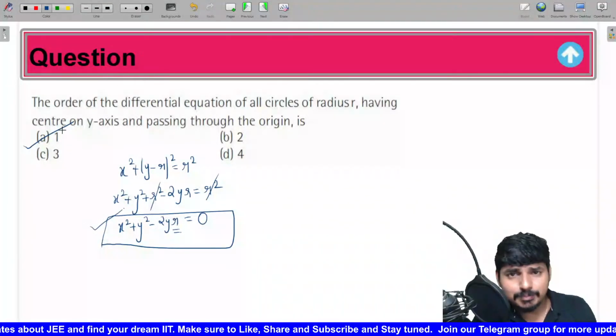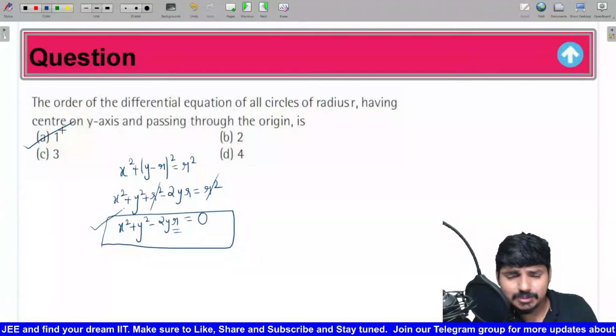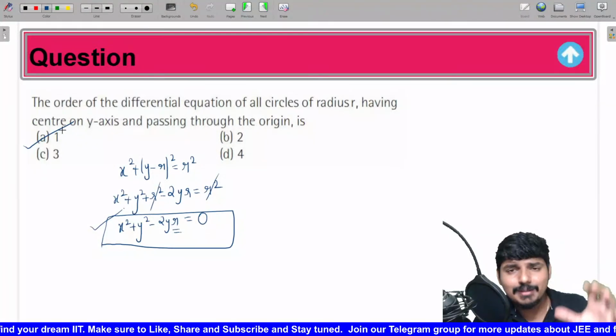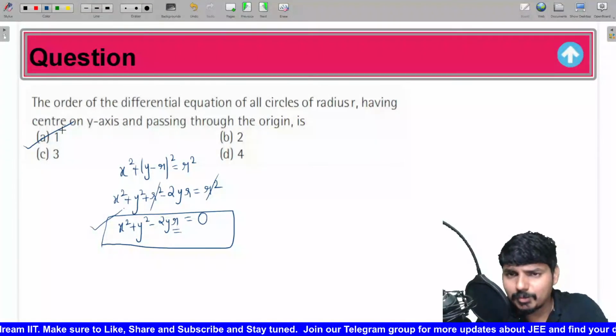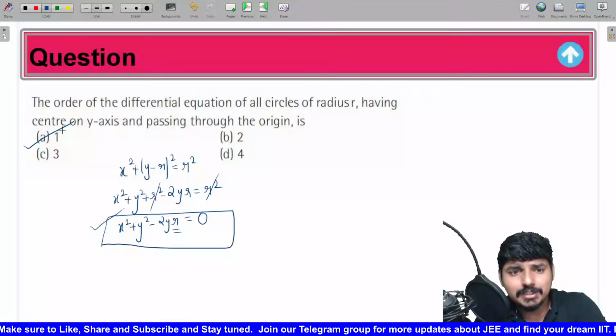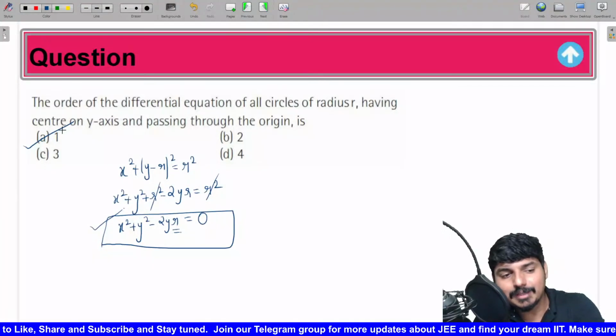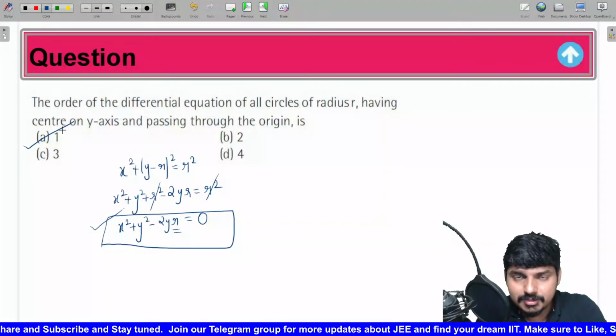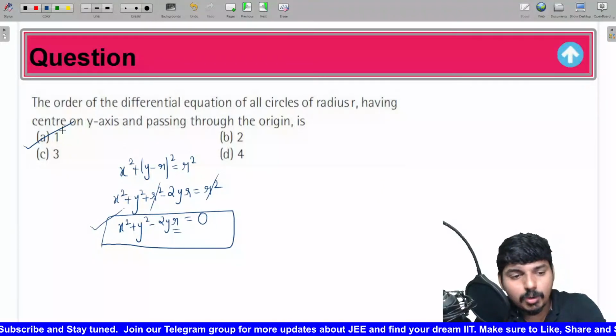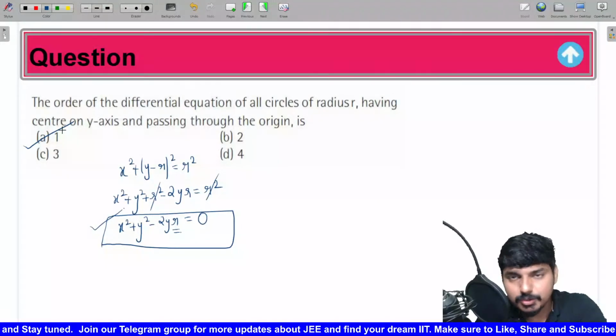So it's very simple. In fact, you can also keep this thing in your mind. You can keep this point always. Remember always, you can remember this particular point, that the number of arbitrary constants in an equation indirectly represents the order of the differential equation which you're going to get.